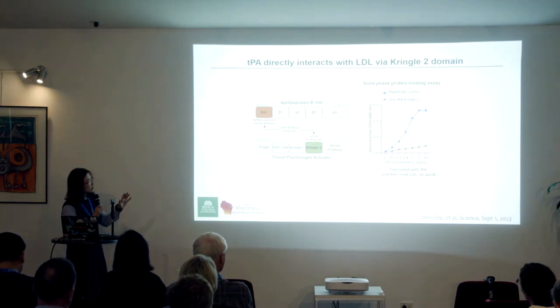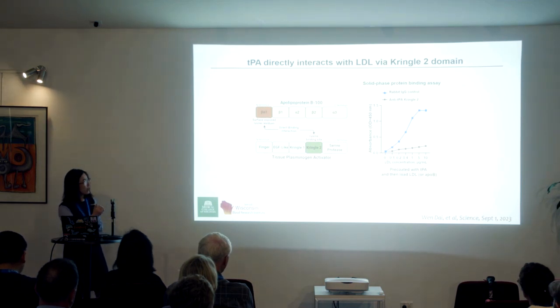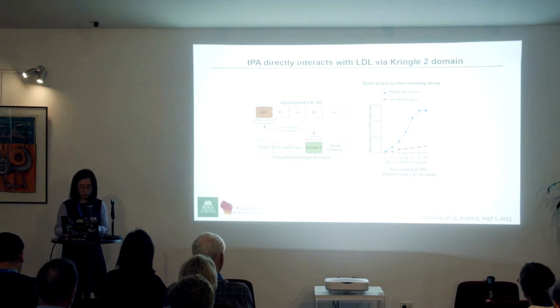The blue line is just the LDL and TPA interaction, and we can see they have a very strong binding. However, the red line is after we add the TPA Kringle2 domain-specific blocking antibody, and we can see that the interaction is blocked.